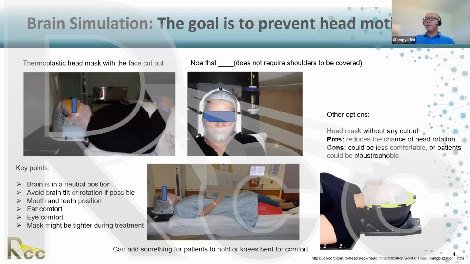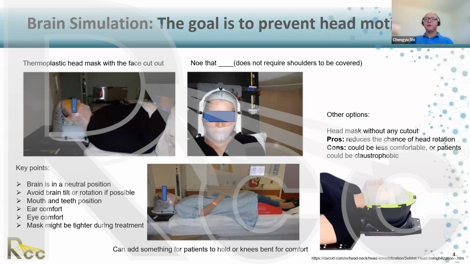I will give you more examples. The first one we talk about is brain simulation. The goal of this is to prevent head motion. So there are many manufacturers. Here, I give you an example, a mask without the face.